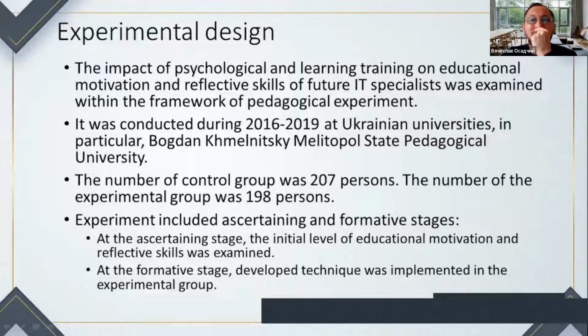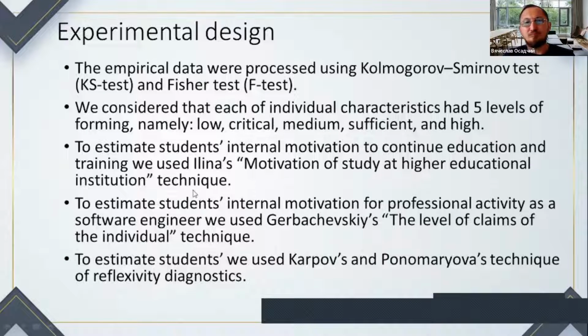The number of the experimental group was 198 persons. The experiment included two stages. At the ascertaining stage, the initial level of motivation and reflective skills was examined. At the formative stage, the developed technique was implemented in the experimental group. The empirical data were processed with the Kolmogorov-Smirnov test and Fisher test.